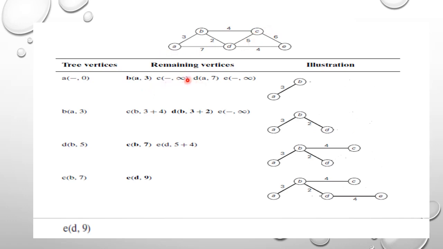Whether D can form an edge with the tree vertices. Yes. So A and 7. You can look at this. Then can E form an edge with A? No. So blank and infinity. Now out of this, which distance is minimum? 3 is minimum. That means you can get the BA edge, the minimum distance.